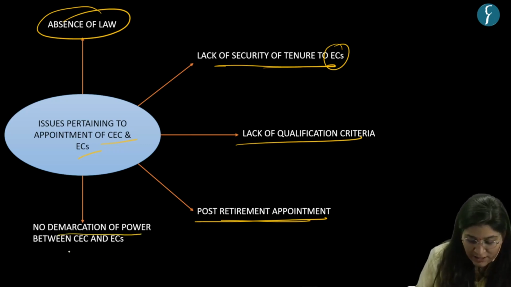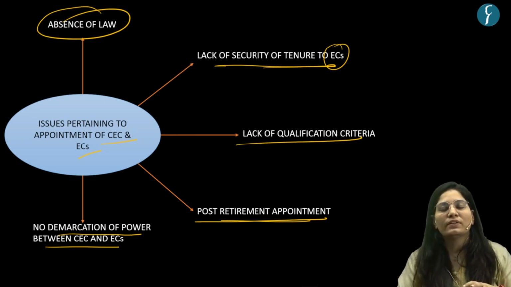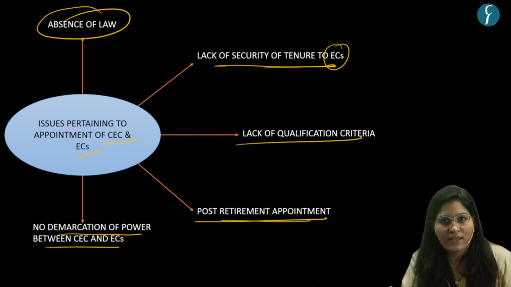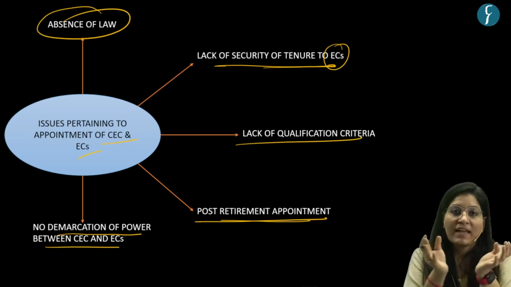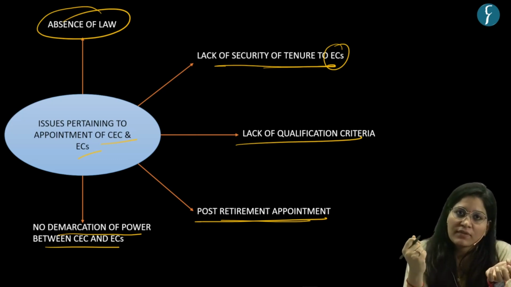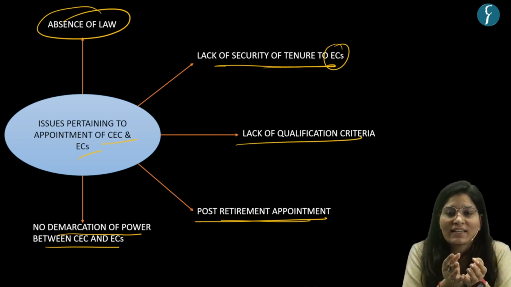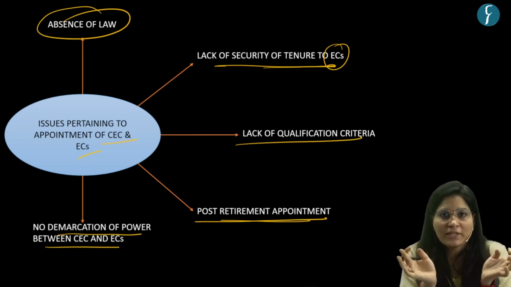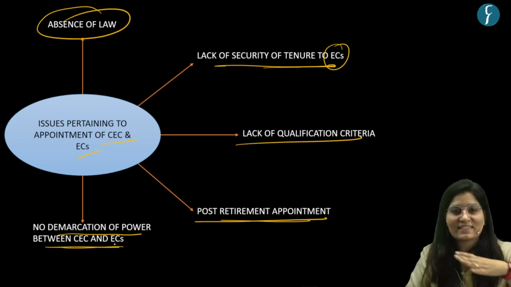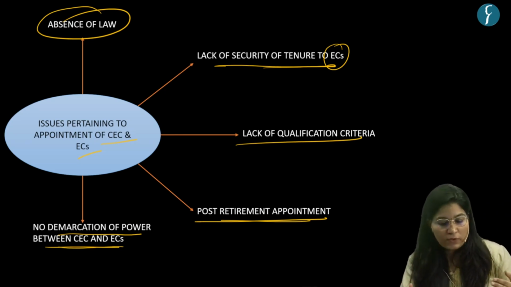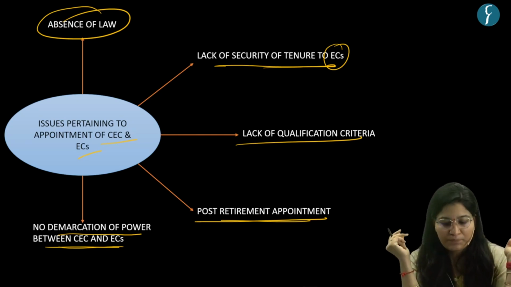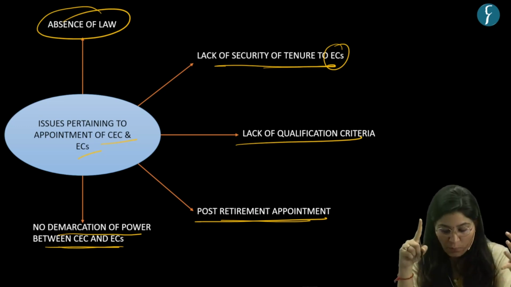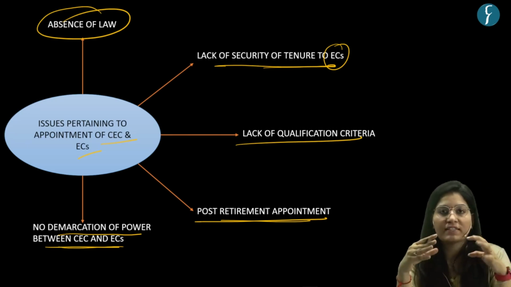Got it? Next is no demarcation of power between CEC and EC. There's no demarcated section saying this work is controlled by the CEC and this work is controlled by the election commissioner. So what will happen if there is no clear demarcation? It will hinder the functioning of the election commission. It is so obvious. Why? Because it will give ground for conflict, because there will be different opinions. A tussle will be there. So no demarcation of power between CEC and EC is another major concern with respect to the appointment of CEC and election commissioners. Absence of law, lack of security of tenure, lack of qualification criteria, post-retirement appointment, and no demarcation of power. These are the different problems.